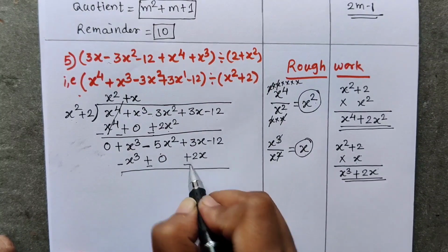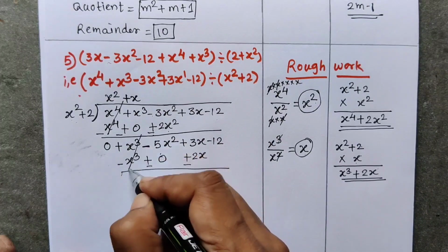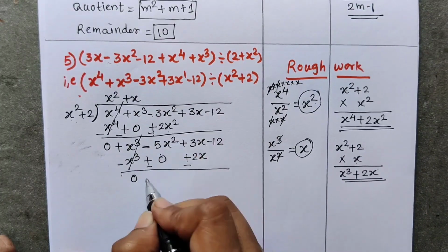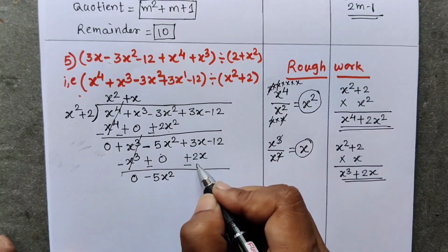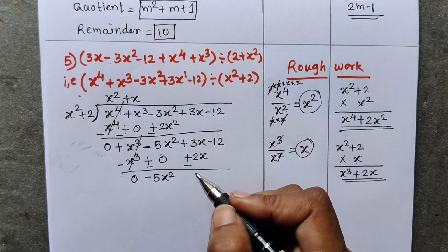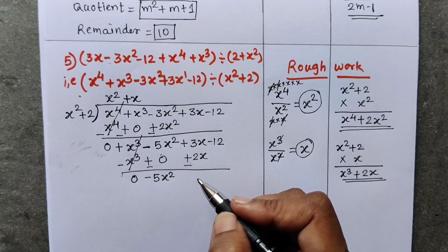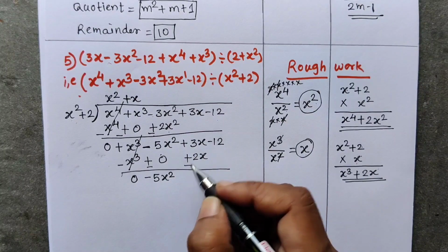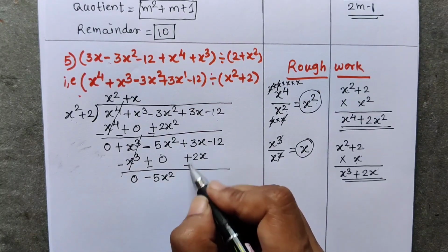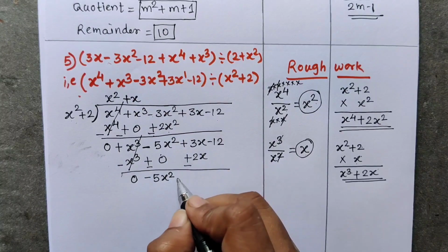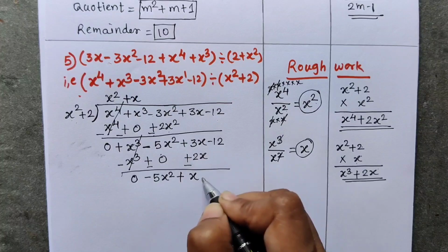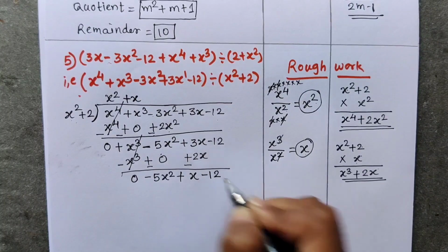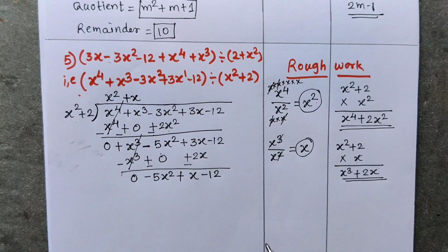Minus, minus, minus. x cube minus x cube is 0, minus 5x square. Plus 3 minus 2, plus 3x minus 2x is, minus, plus, minus, minus, 3 minus 2 is 1, so 1x, that means x only, and minus 12 as it is we have to put down.